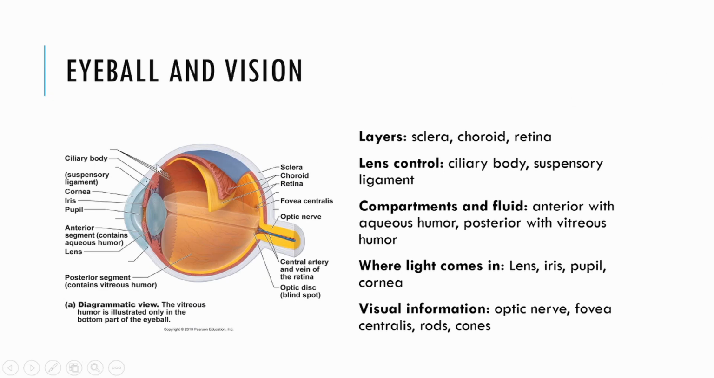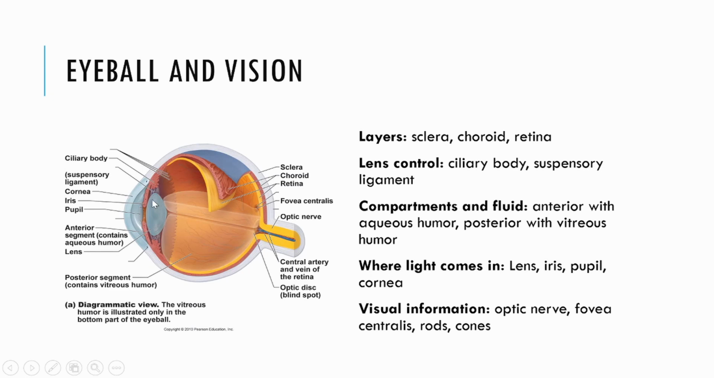This outer white sclera, which provides some protection and structure. The middle layer called the choroid, which has blood vessels and pigments. And then the very inner layer shown here in gold, which is the retina, which will have the photoreceptors embedded in it. When light comes in, it's mainly focused and refracted by the lens.